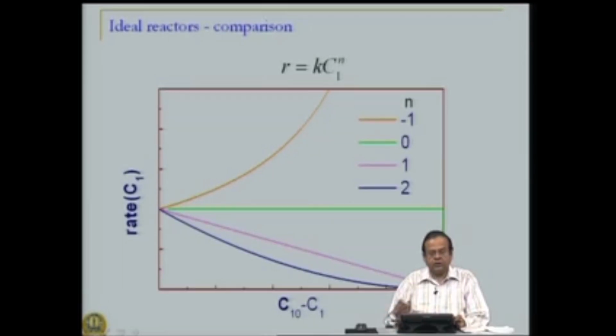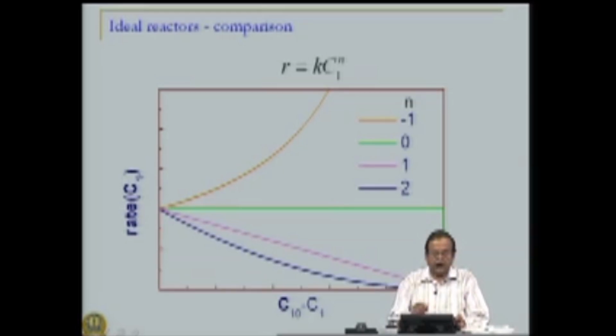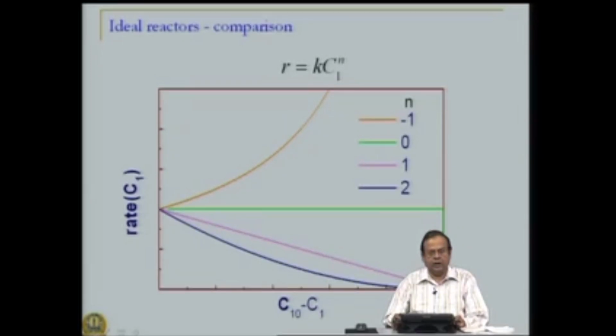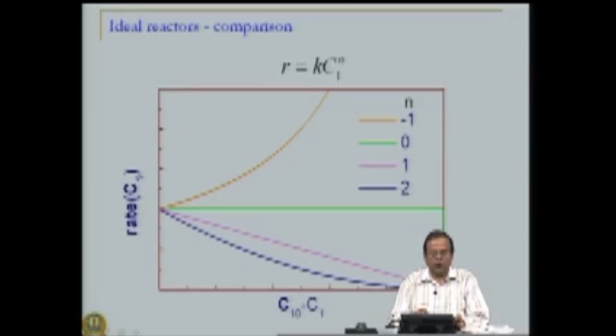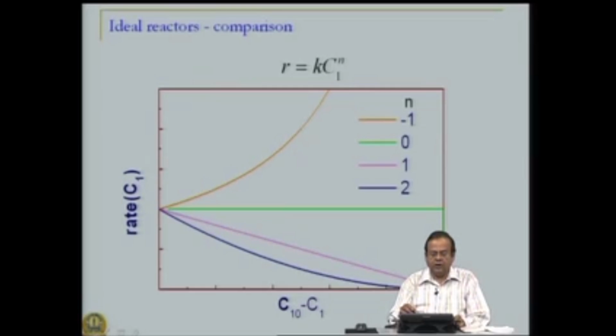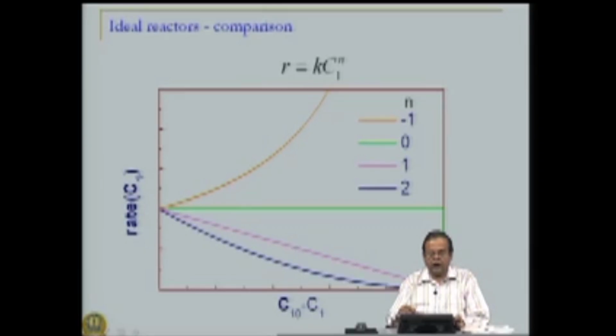On the x axis, instead of plotting this rate as a function of C1, I have plotted it as a function of C10 minus C1, and the reason for this will become apparent when we go to the next slide. But for the time being, let us take it that this is a function of C1, and what we see in the different colored lines are different values of n, starting with n equal to -1, then n equal to 0, 1, 2 and so on.